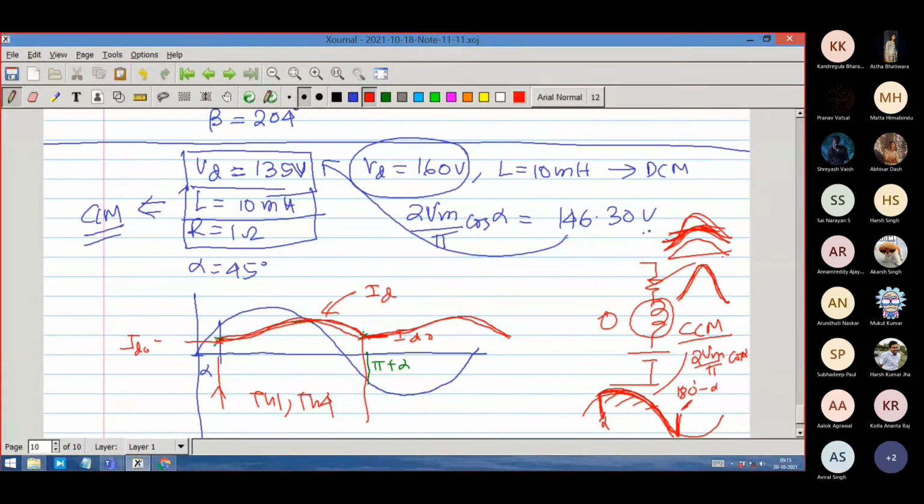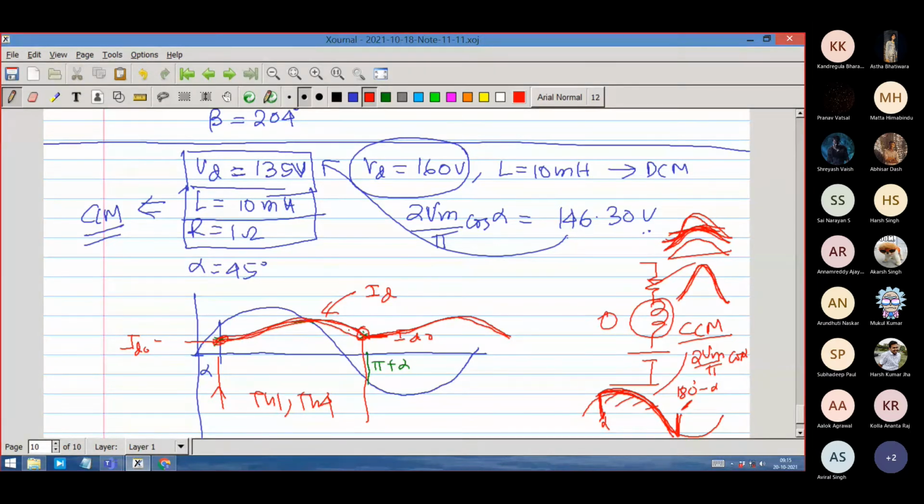And when it is in continuous conduction mode, the initial current ID naught must be equal to the current ID naught after the pi plus alpha duration. That is the condition of steady state. Steady state is considered to be a periodic situation, so the initial current must be equal to the final current. That is the way we have to think.